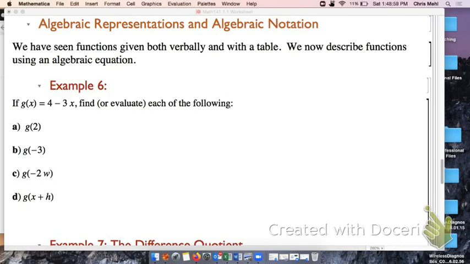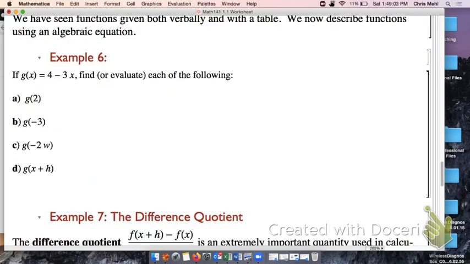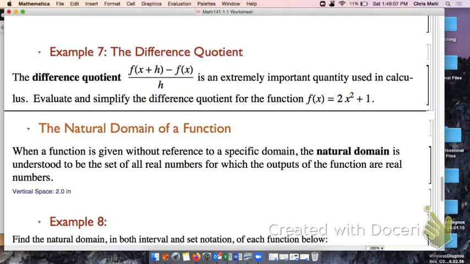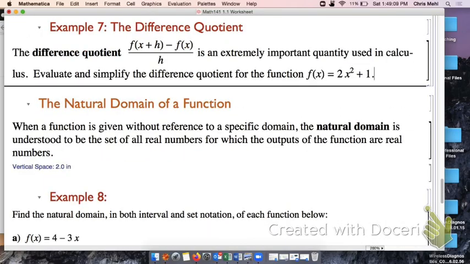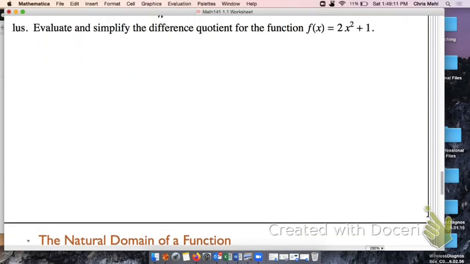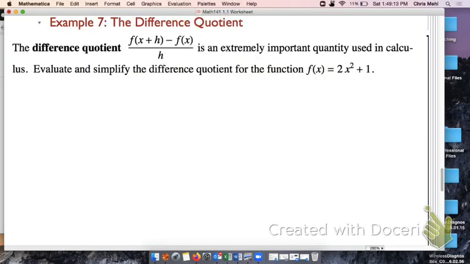So the next thing I want to do is the difference quotient. This is an important quantity that shows up in calculus. So if any of you are planning to take calculus or business calculus at some point, you will work with this expression quite often. Okay.